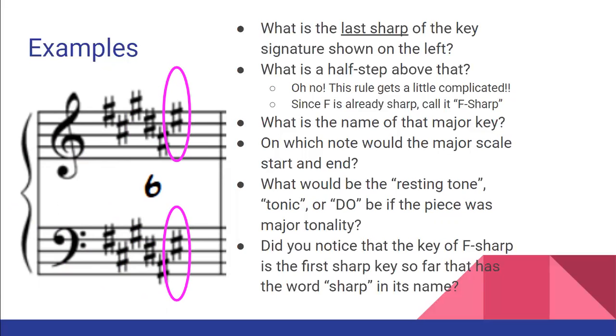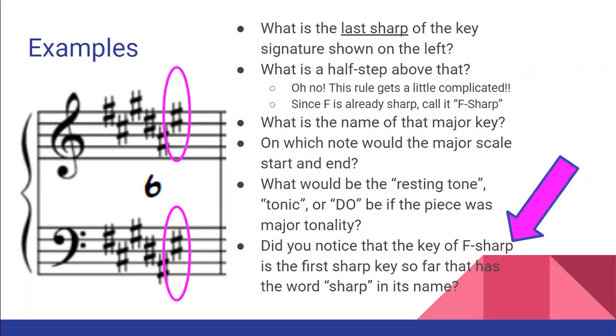And we have a hint here because in this key signature, F was already sharp. So that's a really good hint. You see that arrow? Since F is already sharp, this is the key of F sharp. It is not the key of F. If you remember from last time, the key of F has 1 flat, and there's no flats here. So that's a really big hint. This key is called F sharp.